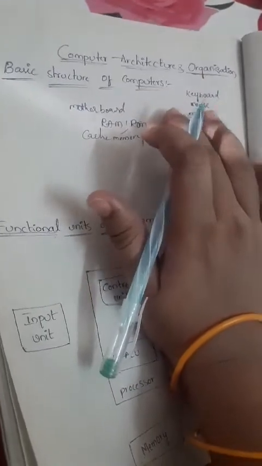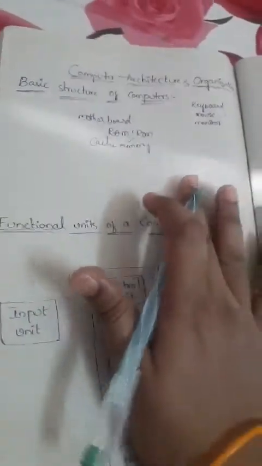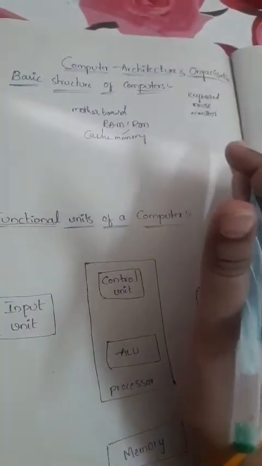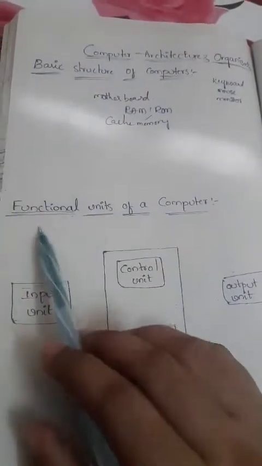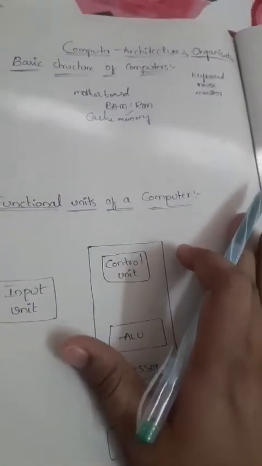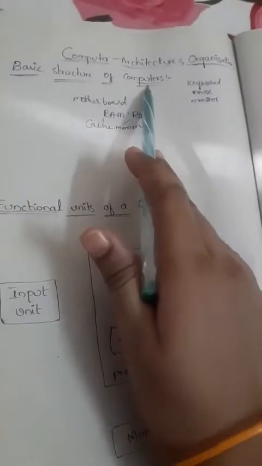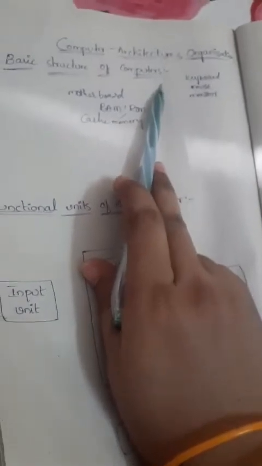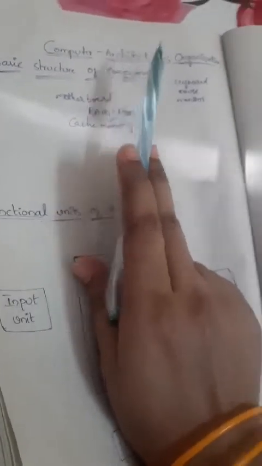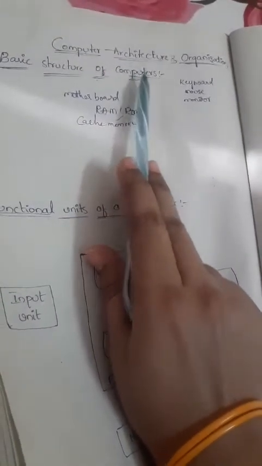Now we'll go to the first unit. What is the first concept in it? That is the functional units of a computer. This is our first concept in the first unit. The basic structure of the computer means we should learn about the computer concepts: what is the structure of computers, what units it consists of, and what internal operation it performs. All those things we have to discuss in the first unit.